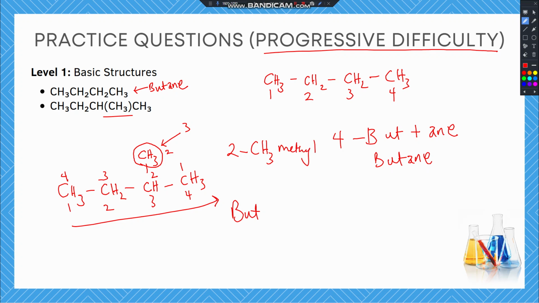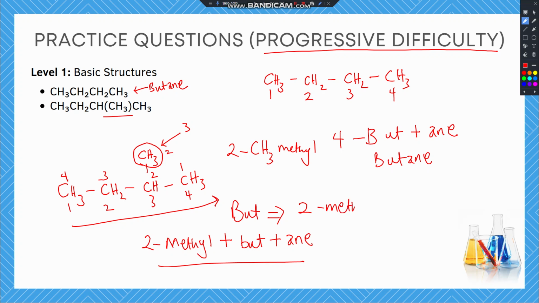So to identify the name, we have 2-methyl, plus the parent name, which is BUT, and it is an alkane because only single bonds are present. So when we add all of these together, we have 2-methylbutane as the complete name of the compound. Did you see how we carried that out?